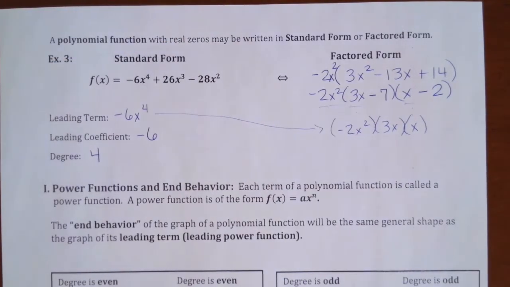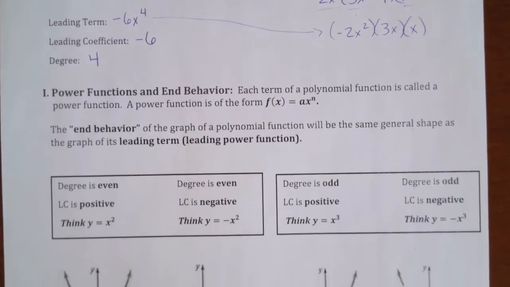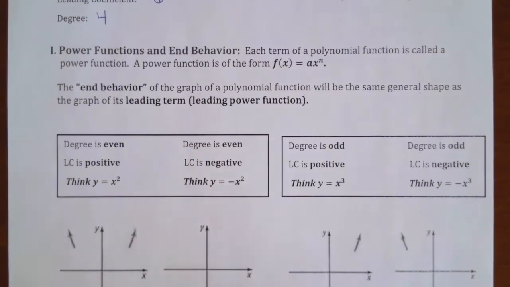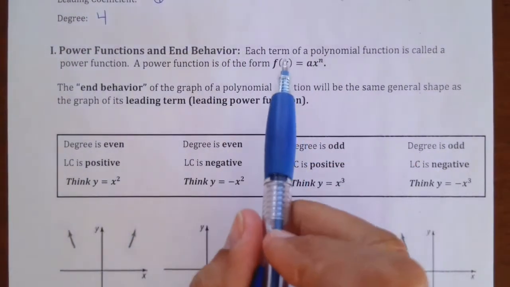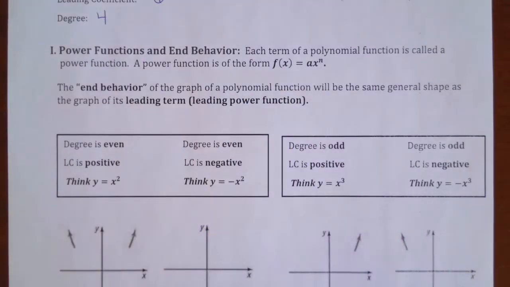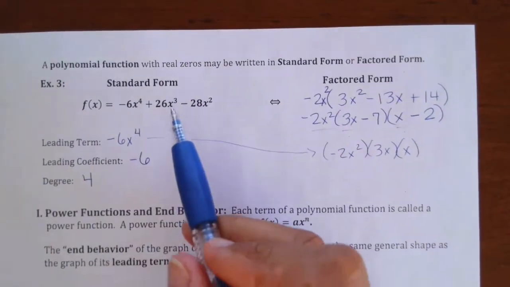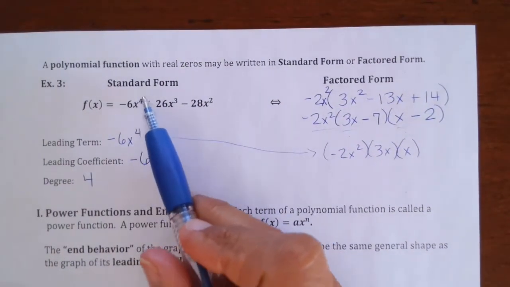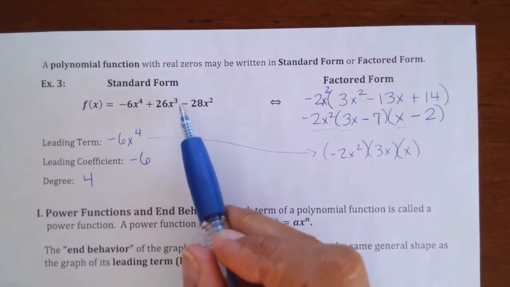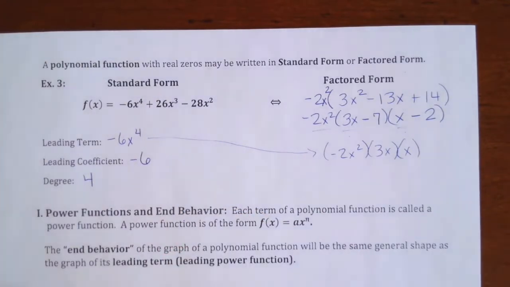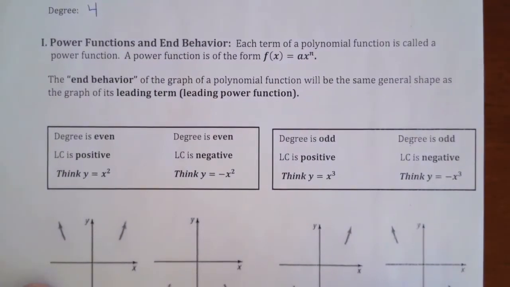All right, so let's talk about end behaviors now. So power functions and end behaviors. When you look at each term of a polynomial, they're each called their own power function. So if I'm looking up here, negative 6x to the fourth is its own power function. 26x cubed is a power function. You put them all together, they become a polynomial.